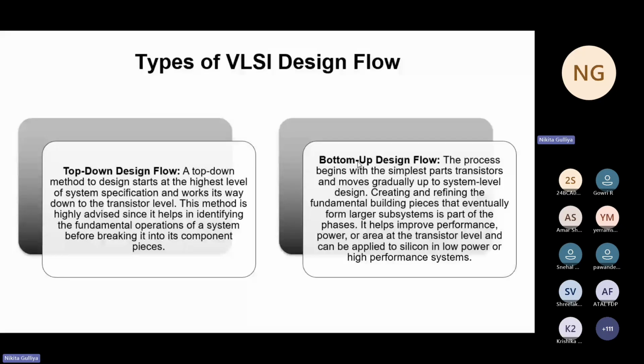The second approach is the bottom up design flow. Here, the process starts with the basic building blocks such as transistors or small logic cells. These blocks are then combined to form larger modules and eventually a complete system. This approach is useful when optimizing performance, power, or area at a very low level, or when reusable blocks are already available. In practice, most real world designers use a combination of both approaches: top down planning with bottom up optimization.